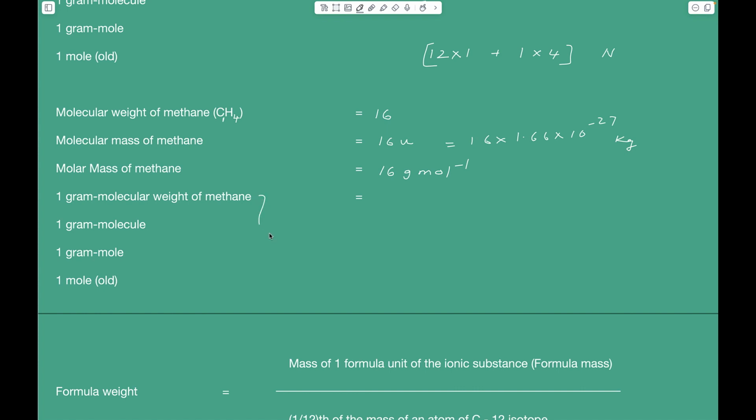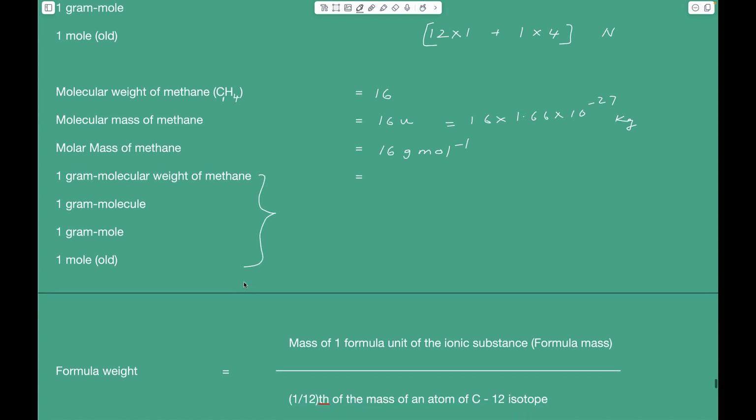Again, look at these 4 old terms. It is nothing but 16 grams. So 1 mole in old sense, or 1 gram mole, 1 gram molecule, and 1 gram molecular weight of methane is simply 16 grams of methane.